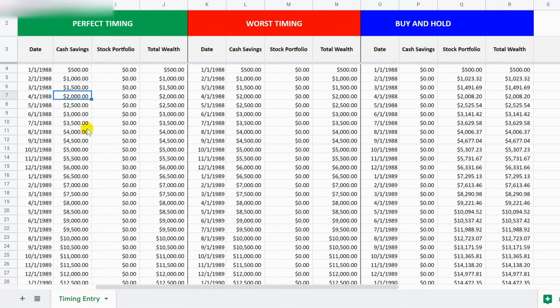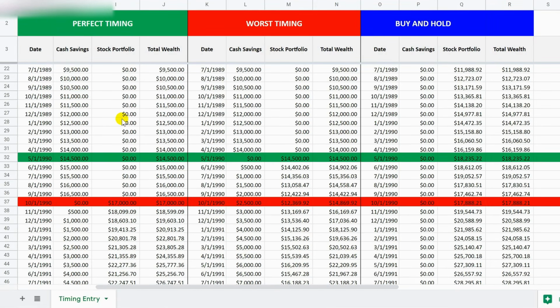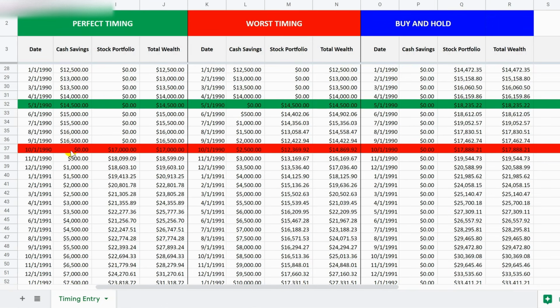And using actual historical data for the S&P 500, I made a spreadsheet that tells you how much money you would have ended up with if you had timed the market perfectly and bought in at all the right times after the 3 major market crashes in the last 30 years. And I also tested to see how much money you would have ended up with if you hadn't tried to time the market at all.